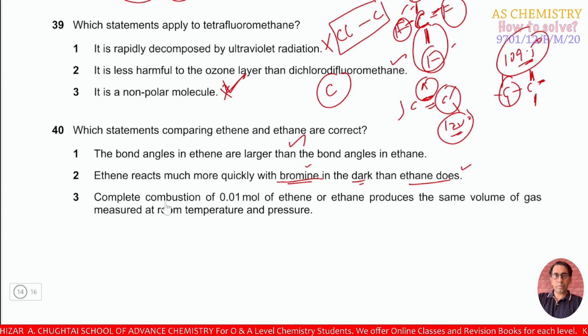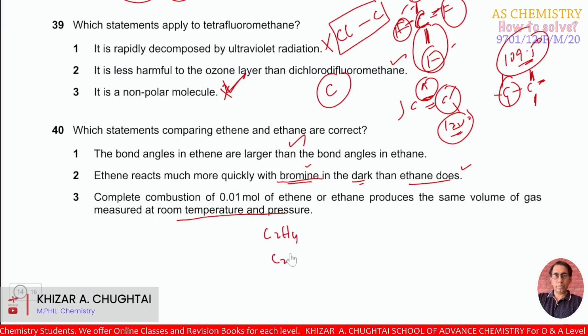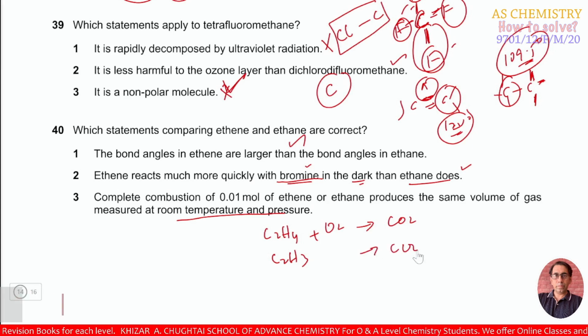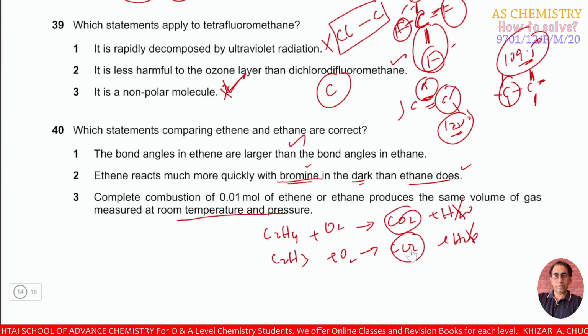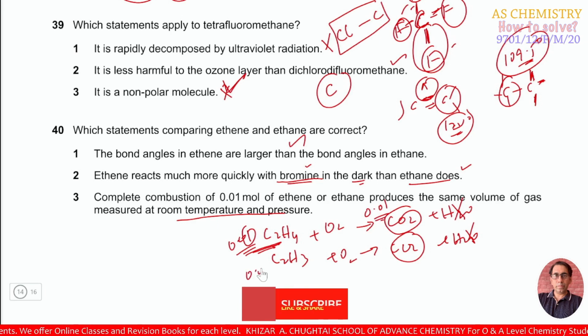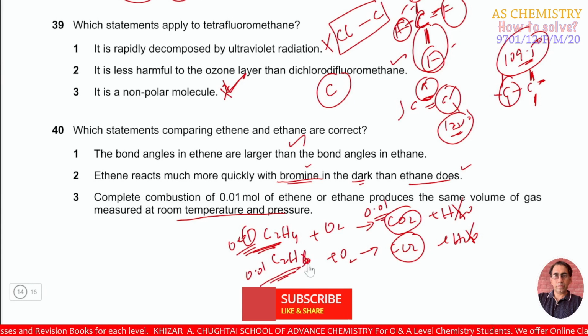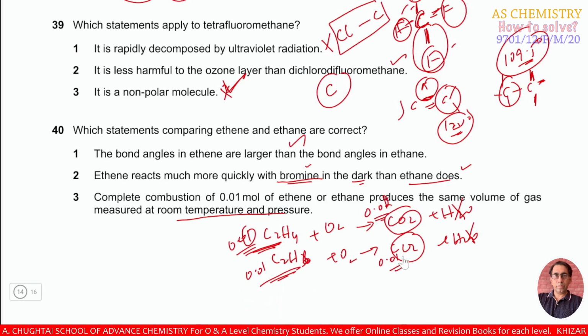Yes, it is true. Complete combustion of 0.01 mole of ethene or ethane produces the same volume of gas measured at room temperature. When both react with oxygen, C2H4 and C2H6 will make carbon dioxide and water. At room temperature, water is liquid, so only CO2 is the gas. How much CO2 should be there? If 0.01 mole of C2H4 combusts, there will be 0.02 mole of CO2. If 0.01 mole of ethane, C2H6, combusts, it will also make 0.02 mole of CO2.